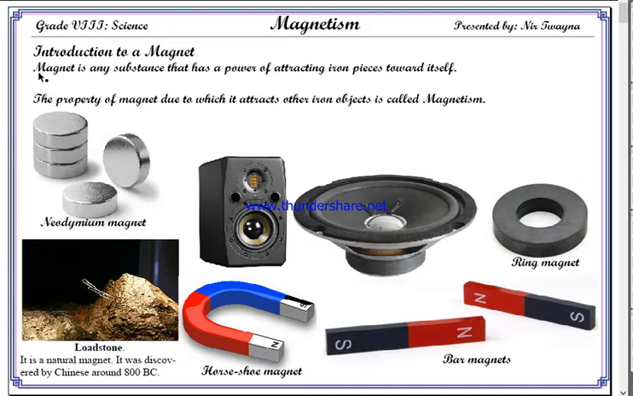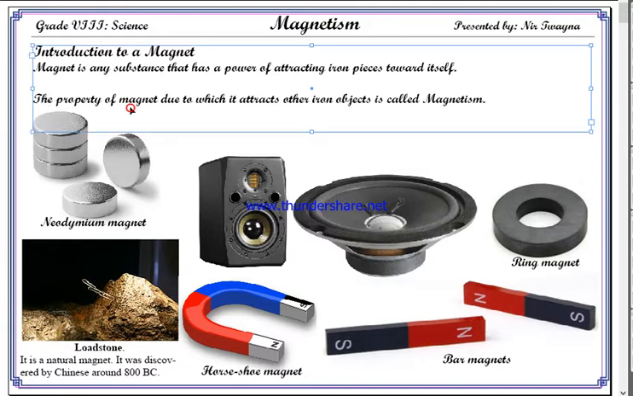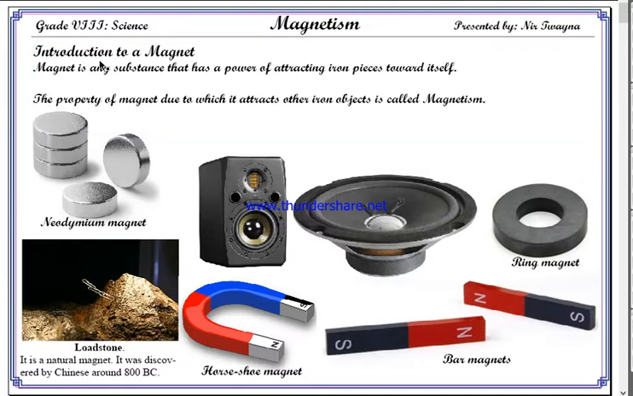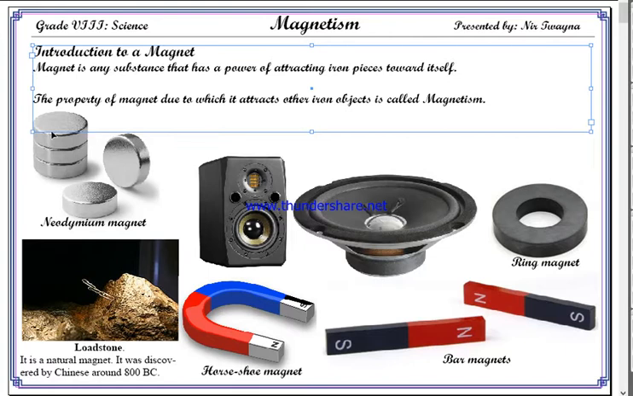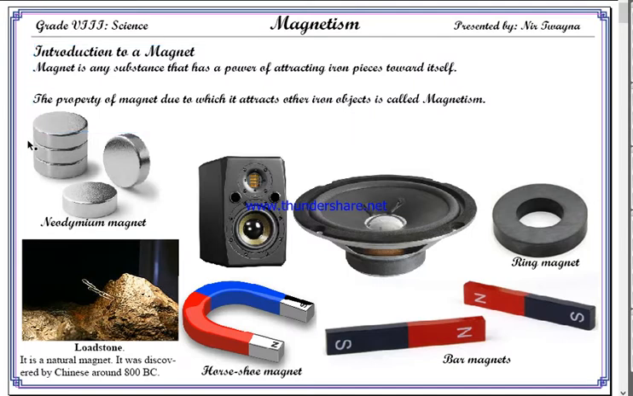The property of a magnet because of which it can attract iron objects toward itself is called magnetism. Now here I have shown you some examples of magnets.